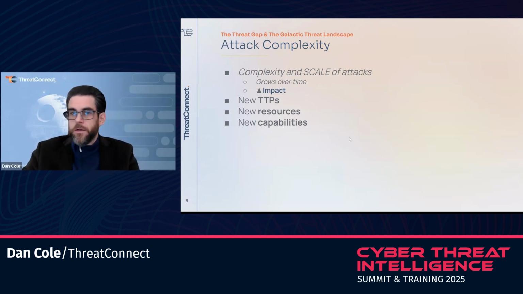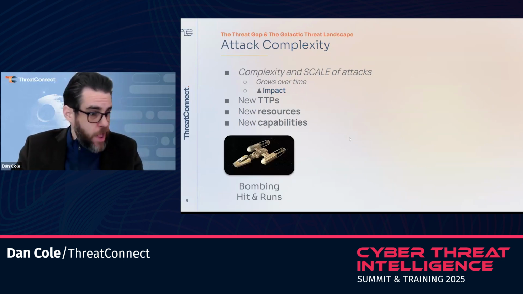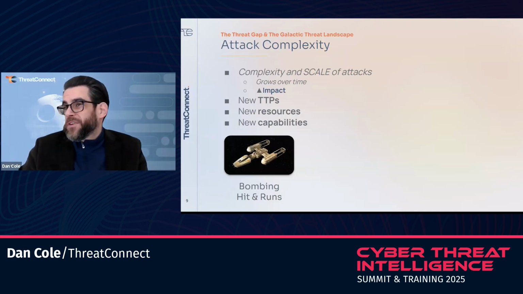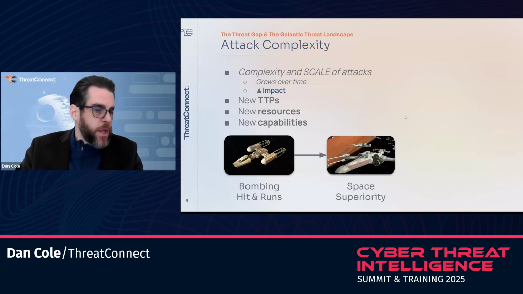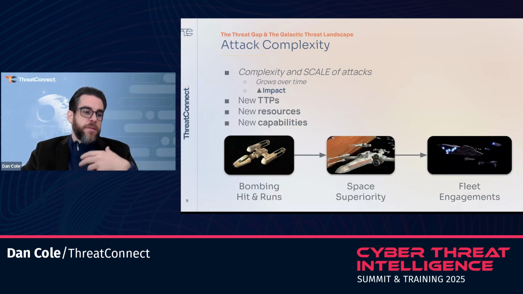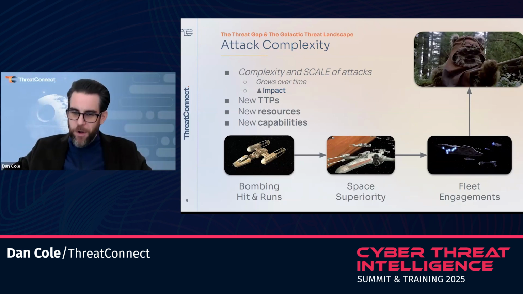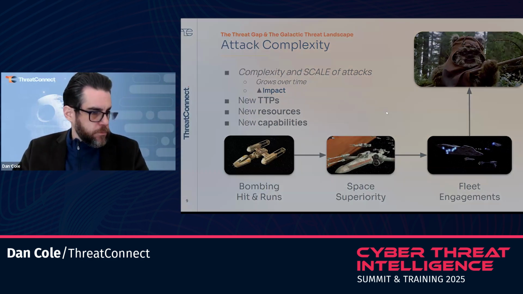And when we think about the Rebel Alliance, who we're going to stand in as our threat actors here, they started their journey with simple old bombers, which they could use to conduct hit and runs. That was essentially their one TTP, if you will. Then eventually they acquired X-Wings, which allowed for space superiority. Then they acquired capital ships, which allowed them to do fleet engagements. And finally, they acquired the biggest resource of all, Ewoks, which of course let them ultimately defeat the Empire. But the point here is that this complexity grew over time.